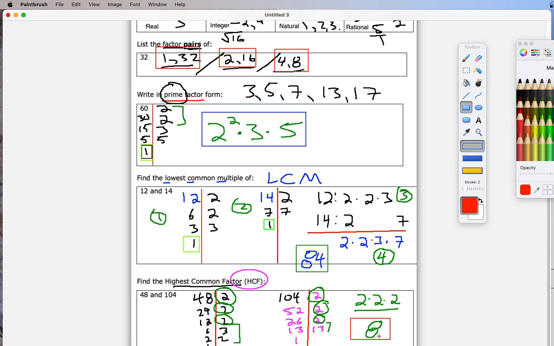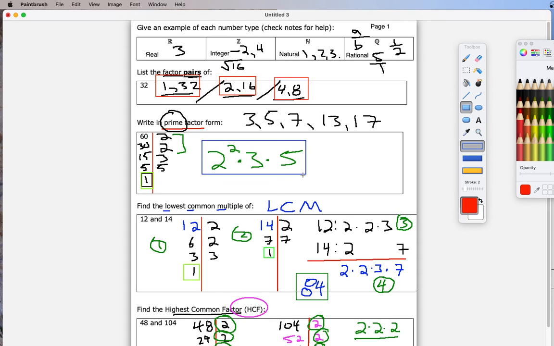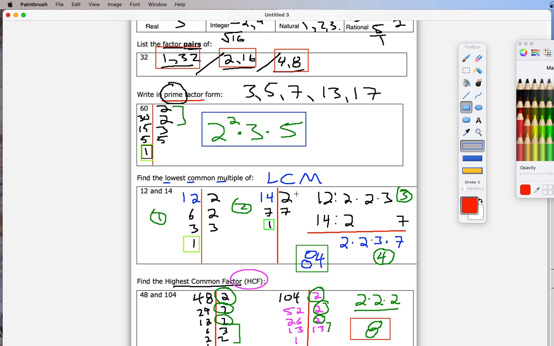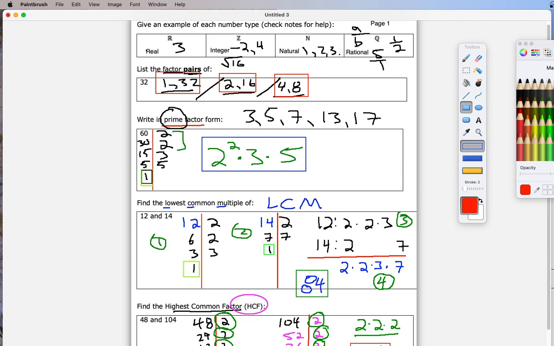So for page 1, that's how we do some of these here. These are typical questions that you might see on the test, so make sure you know how to do them. There'll be more complicated questions, but you can try them out anyways. Okay.